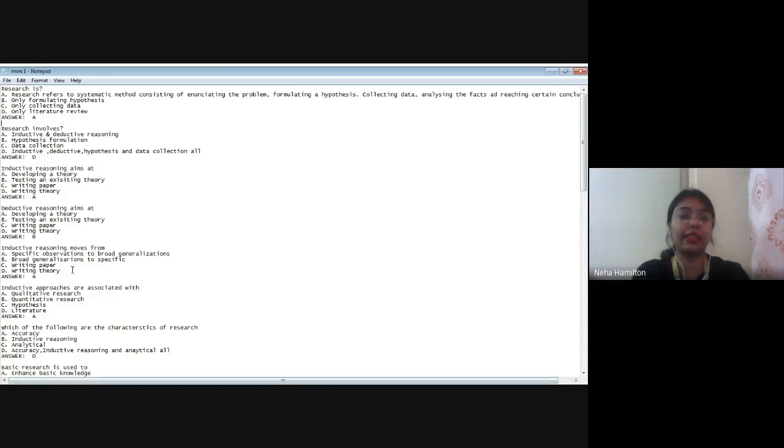Now let's go to the next slide. Next question. Inductive reasoning moves from broad generalization to specific observations, or from specific observations to broad generalizations. So the right answer will be specific observations to broad generalizations, right? Because whenever we are writing a new theory, we create a broad generalization because we have just started with a particular research. Okay, which of the following are characteristics of research? Accuracy, inductive reasoning, analytical, or all. So the answer will be all.